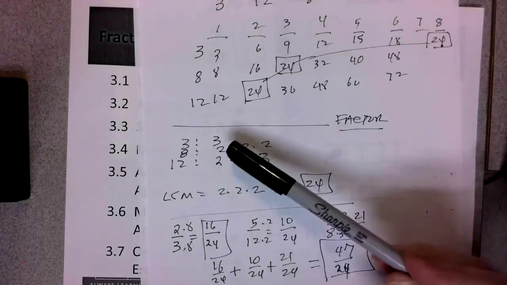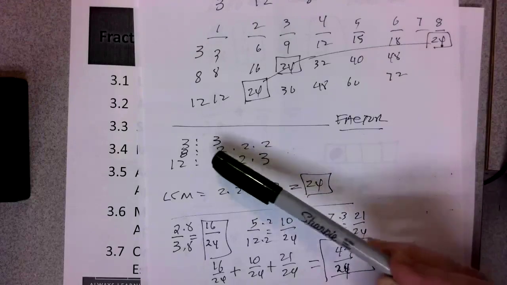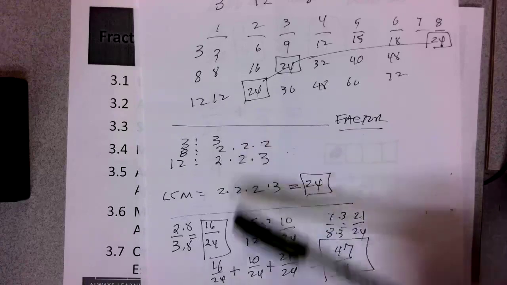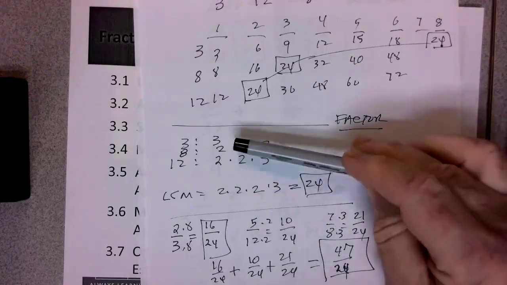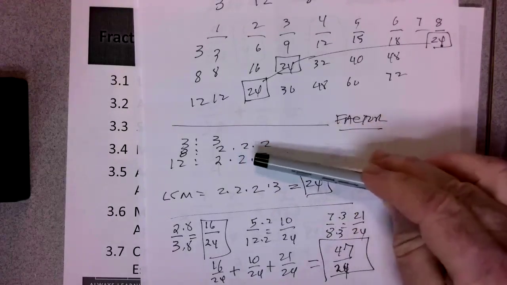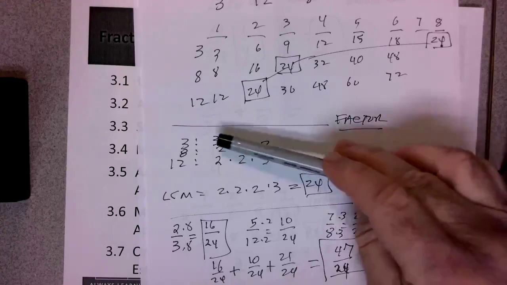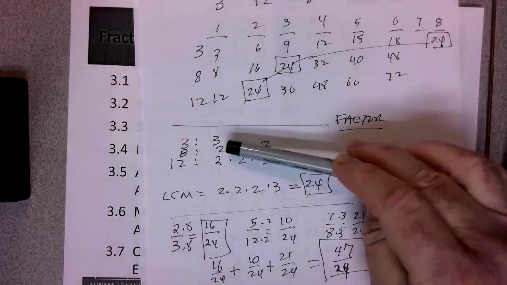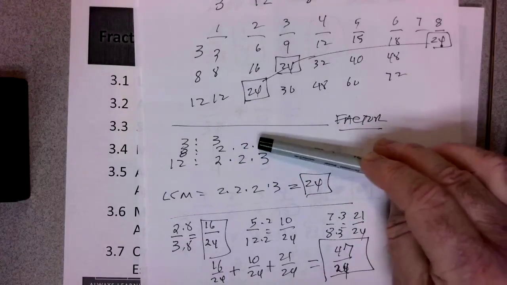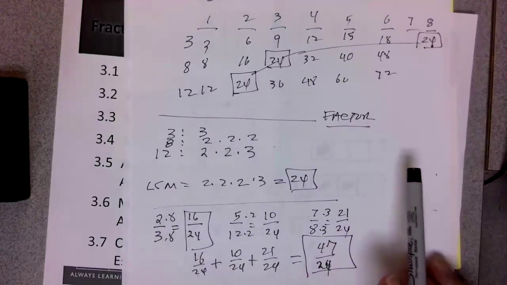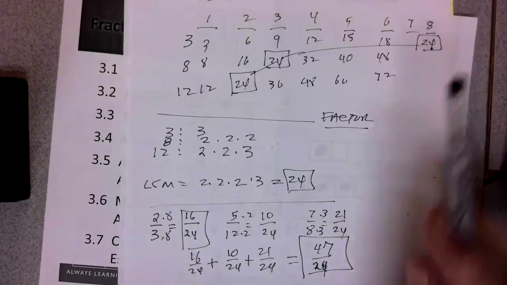I use each of the factors that occur here. I use each of them the greatest number of times they occur in any one factorization. So you look, 3 is here. It's not here, but I'm going to use it because it's here. It's here 1 time. So since it only occurs 1 time, it's used 1 time. 2 is not in this one, but it is here. Here it occurs 3 times, and here it occurs 2 times. So I'll use it 3 times. You multiply those together, and you get 24, which is the same conclusion we reached up there when we used the common multiples.